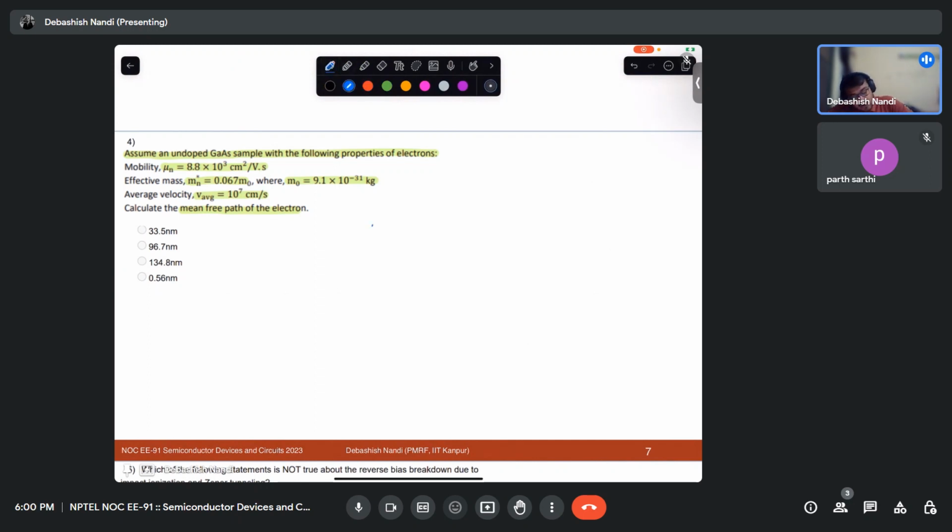How should we go about this? Again, you know your mobility is what? Q tau over m star. Fine. So what you know from the question? Mu n is given. M star is given. Q you know. So you can find out tau. So what will be tau? Tau will be mu n times m star over q.